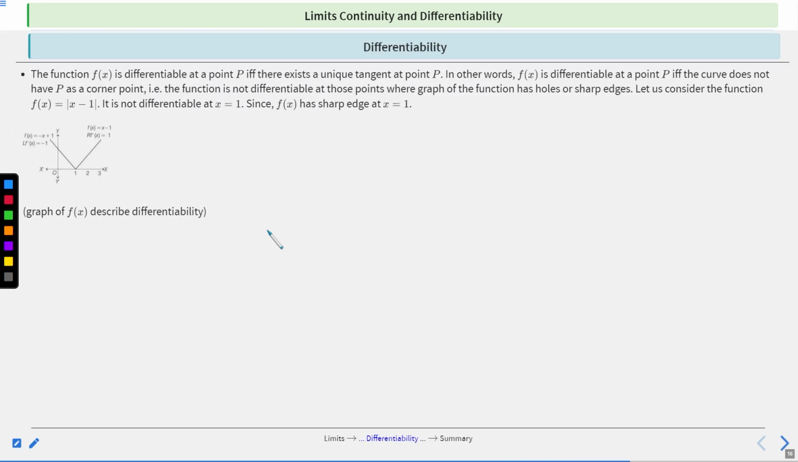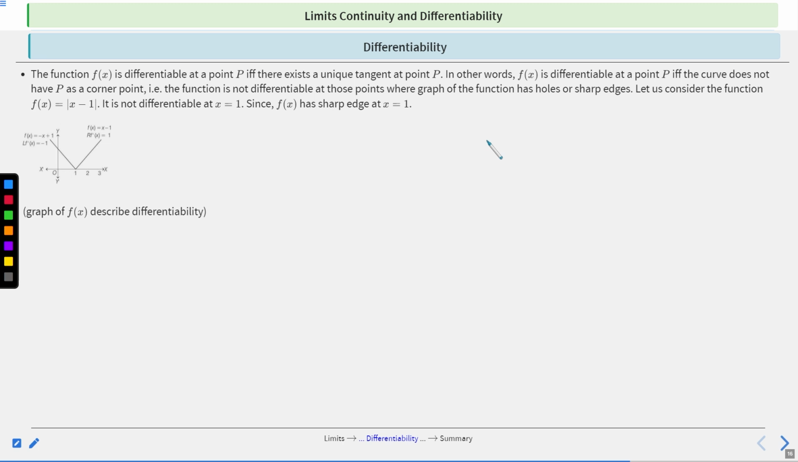Next, the function f(x) is differentiable at a point P if and only if there exists a unique tangent at point P. In other words, f(x) is differentiable at point P if the curve does not have P as a corner point, right?